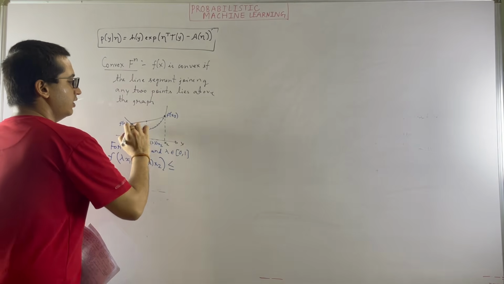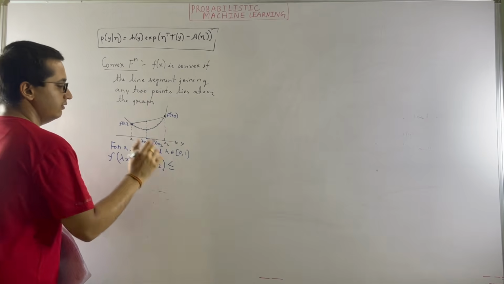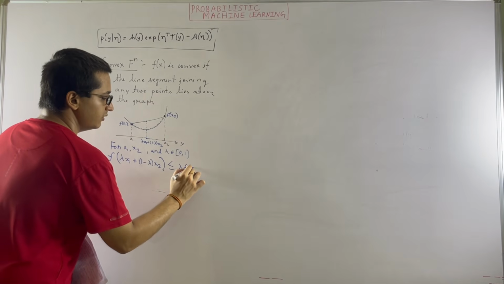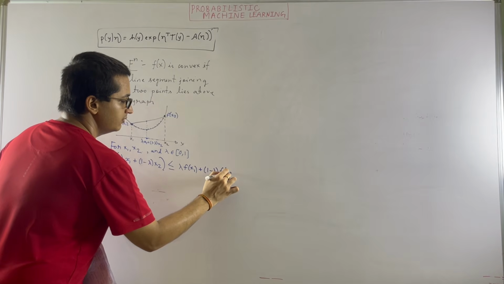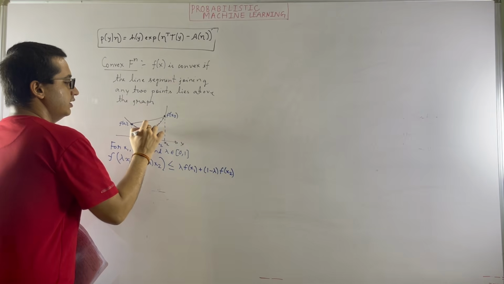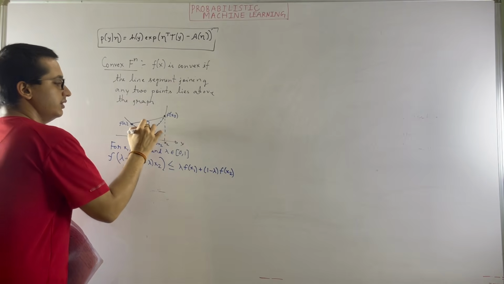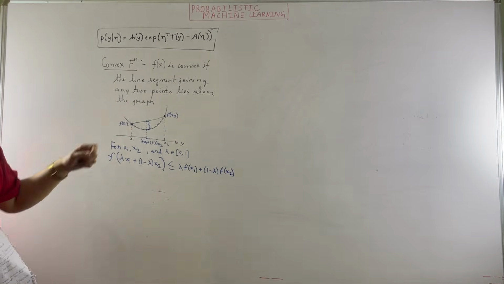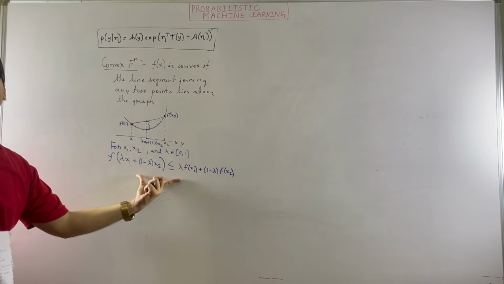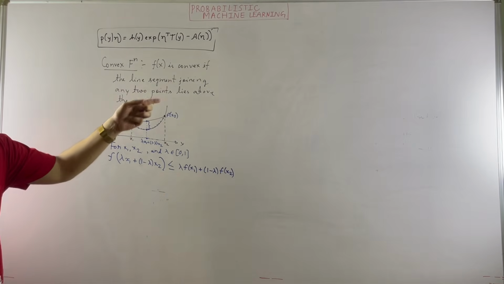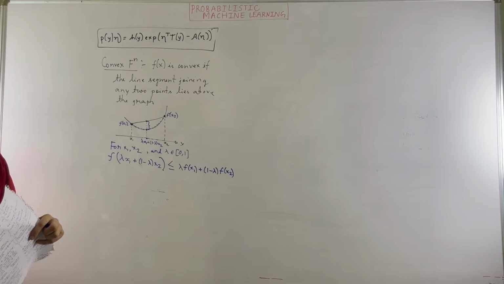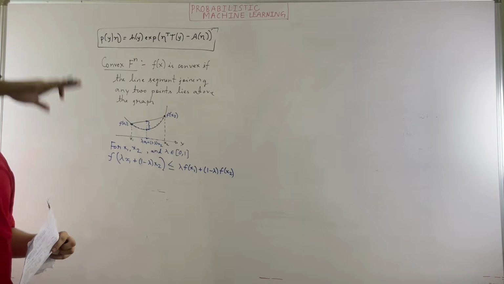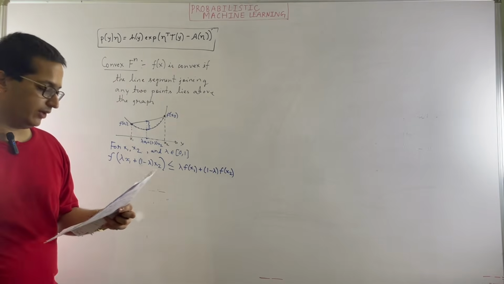So if I traverse along this segment, then I will take lambda times f of x1 plus 1 minus lambda times f of x2. So you see, this point is always above this point. That is why we wrote this equation. So that is what the convex function is. It's just like a bowl opening upward, and concave is just the opposite. It's just like a bowl going down.